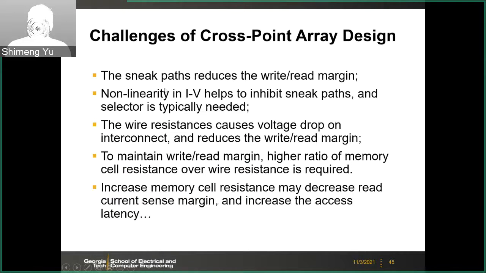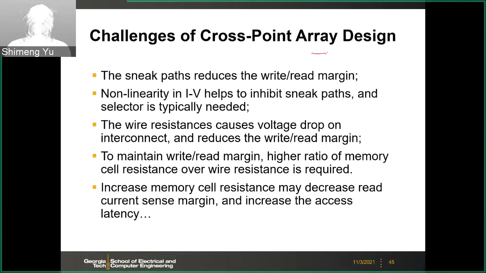Okay, a quick summary. We talked about the sneak path, which is undesired, and the nonlinearity in the I-V will help to inhibit or suppress the sneak path, and wire resistance will cause the voltage drop, the IR drop. So here we do need the selector with large nonlinearity. And also if the memory cell resistance is higher, then it will help, because what you care about is the voltage.